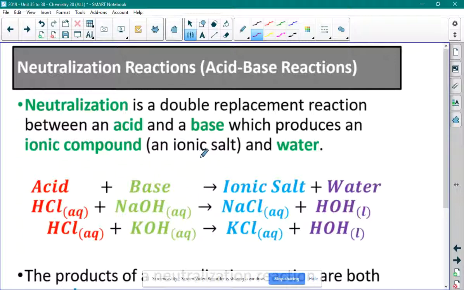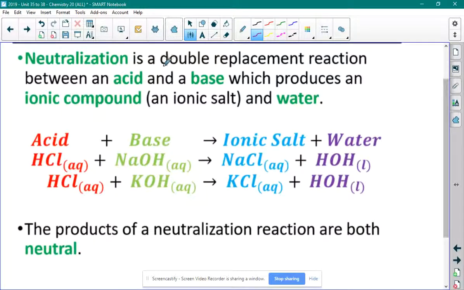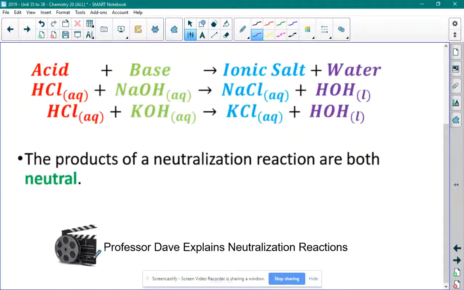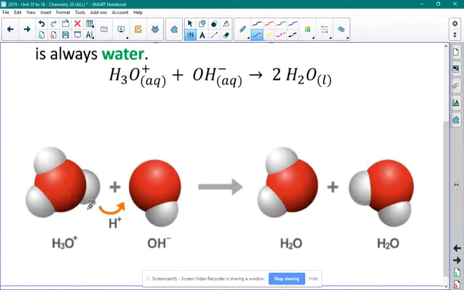Okay, rushing ahead here because I'm almost at my 10-minute mark. Neutralization is a reaction. It's double replacement. Acid and base gives you an ionic salt, an ionic compound, and water. Your products are always neutral. And I have linked to you a Professor Dave Explains video that I'd encourage you to go watch. He does a pretty good job of laying it out. When you neutralize things, you always get water. Your hydronium reacts with hydroxide, yoinks that 1 extra hydrogen away, yoink, and we get 2 water molecules.